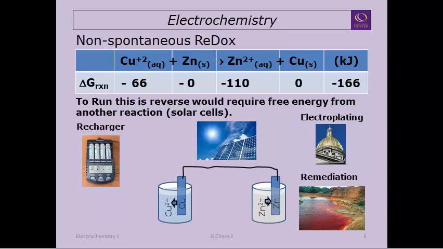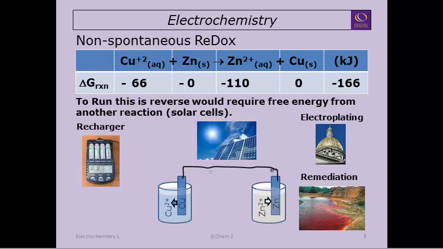And remediation is another concept where, in this particular case, we were taking zinc out of solution, and if that zinc was in solution, it would possibly be polluting the water, for example. If you set up a circuit like this using the free energy of the sun, you could drive the zinc out of solution and back to zinc solid, into a solid metallic condition, and it would be insoluble.